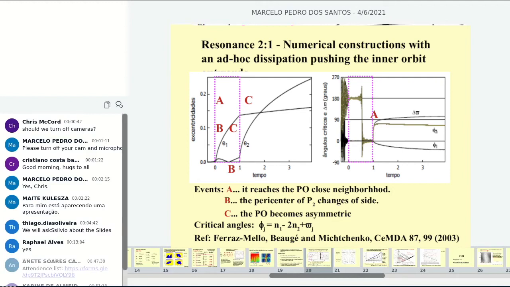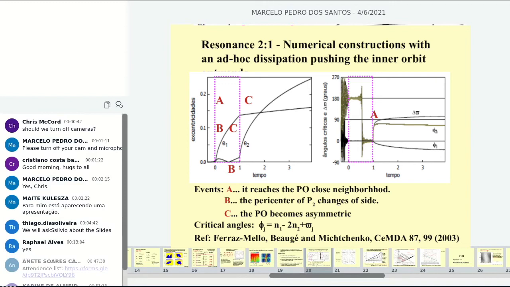If you look at the eccentricities on the left side, you see that I started with zero. Then the eccentricity of the inner body grows. The inner body is the one that has been squeezed against the second one.